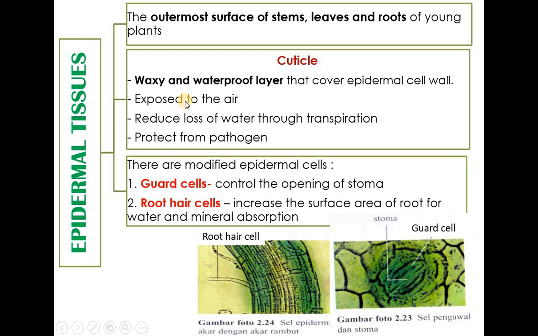Okay, what is the function of the cuticle? Reduce loss of water through transpiration and also protect the plant cell or epidermal cell from pathogens and also mechanical injuries. Epidermal tissue have two types of modified epidermal cells. What are they? Guard cells and root hair cells.